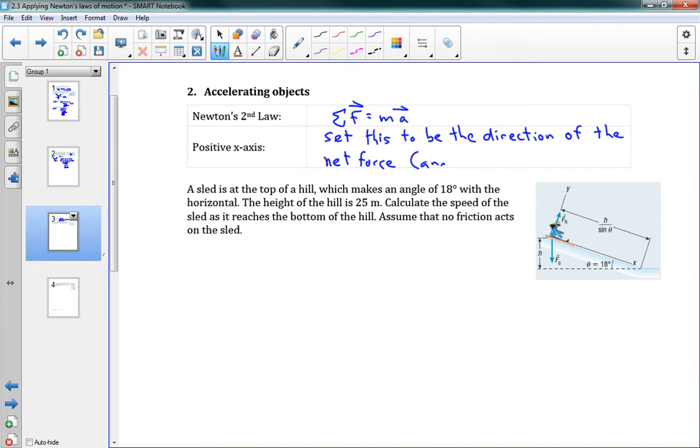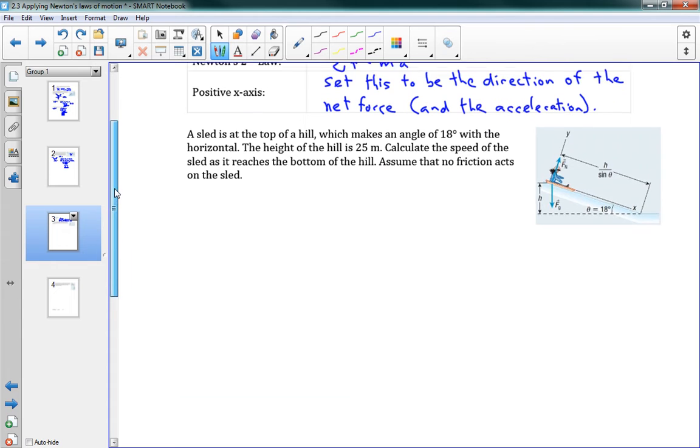And that's also going to be the direction of the acceleration, because we accelerate in the same direction as our force. So we set our positive x-axis in the direction that we're accelerating. That makes solving a lot of these problems a lot easier. So we'll see how that works in this first problem.